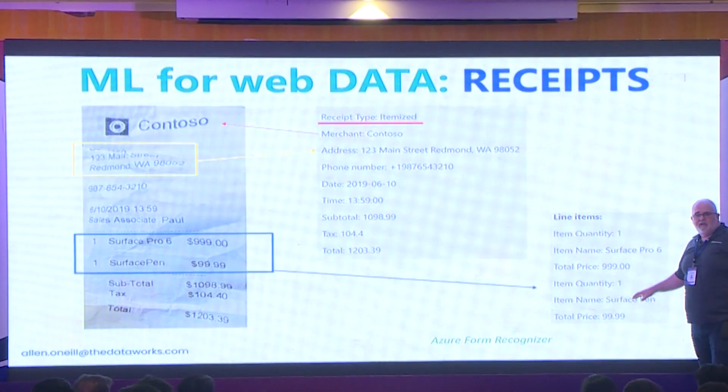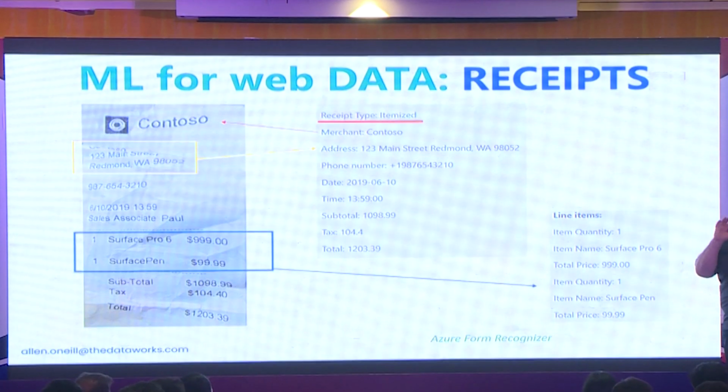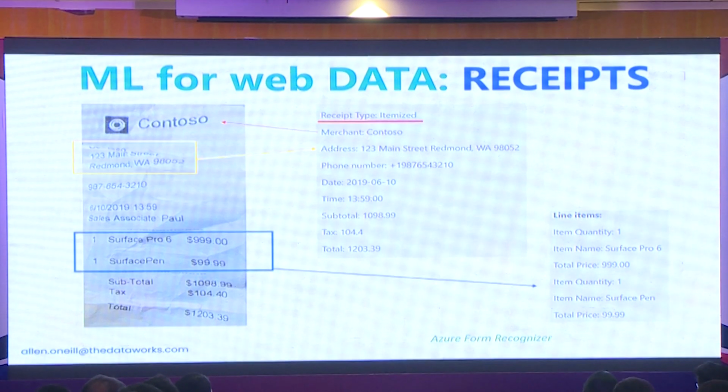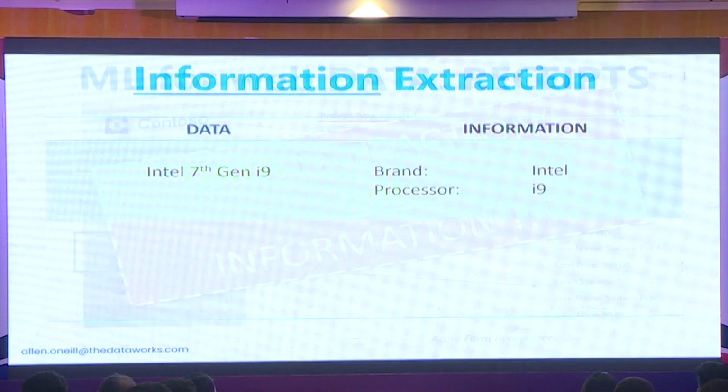You see this? Okay? You do not have to go off and learn the very obscure mathematics behind how this works. Guess what, guys? You just call an API, okay? So it's that easy, right? So you need to go and look at Form Recognizer. So now, the next message is that data extraction is not information. They are two different things. Data and information are not the same.